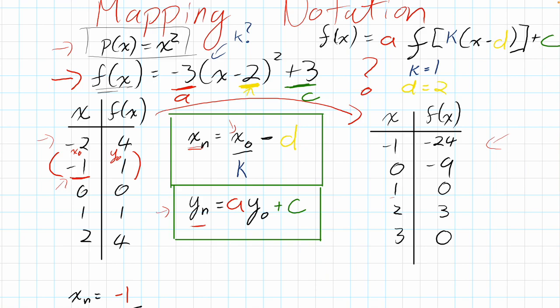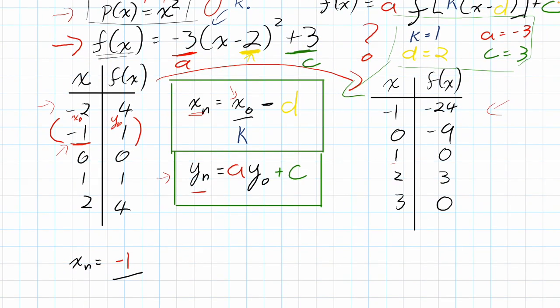Keep that in mind, the negative part switches it. So that's really important for what we're doing here. And then the other two are a little more straightforward. A happens to be negative 3, and C happens to be positive 3. Okay, good. So now that we have these 4 things, we can use them to input into this mapping notation.